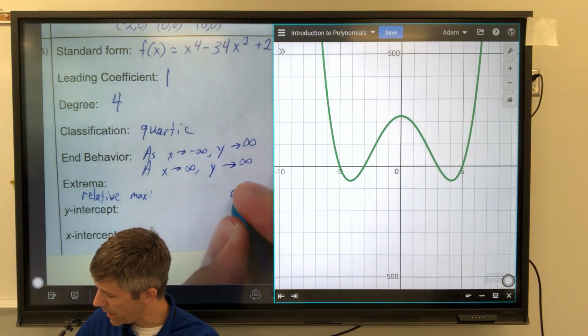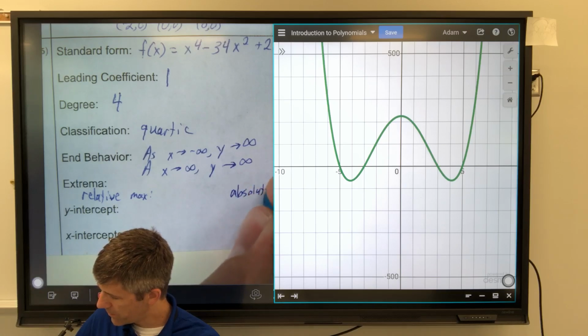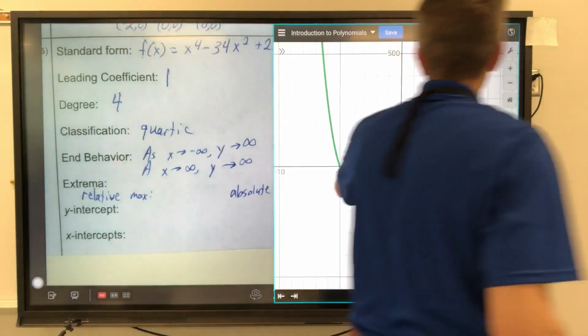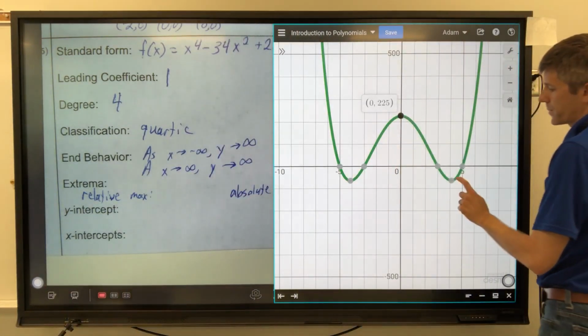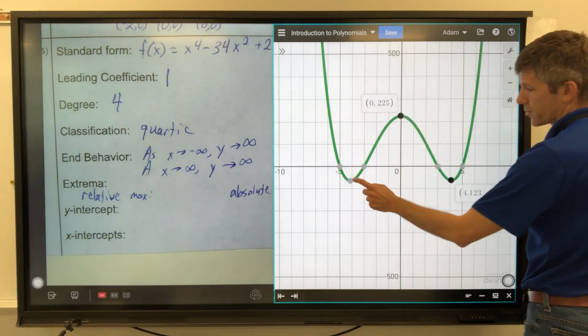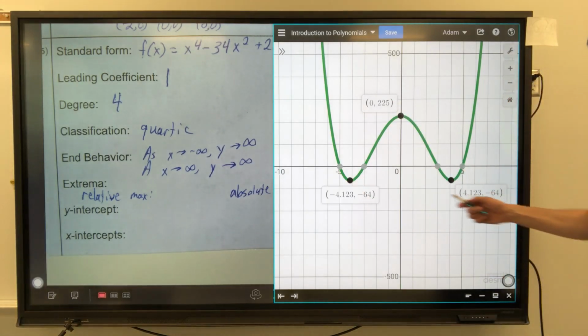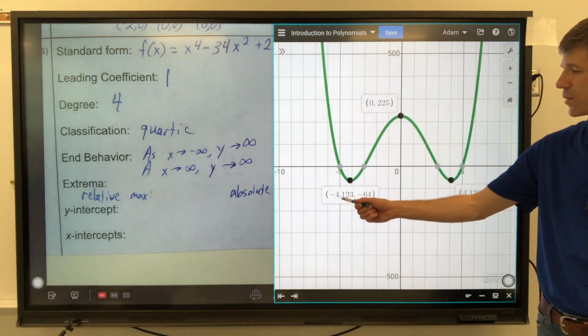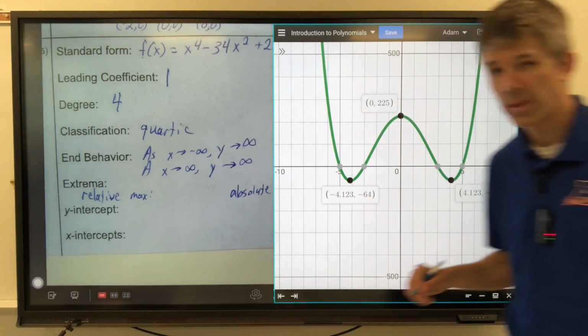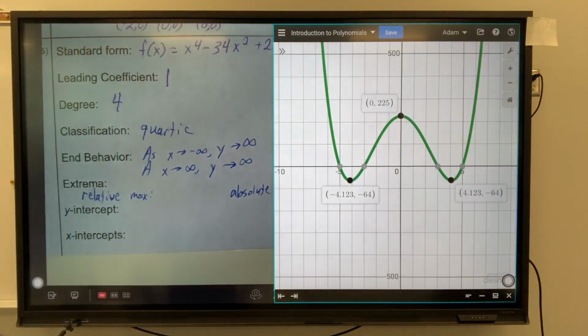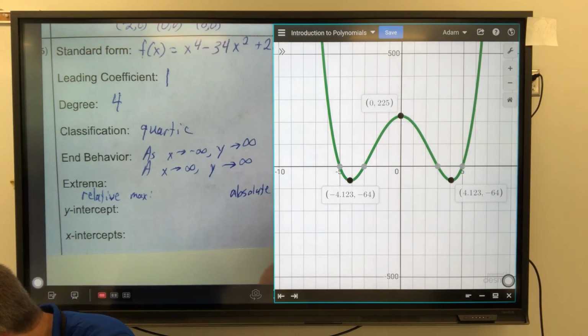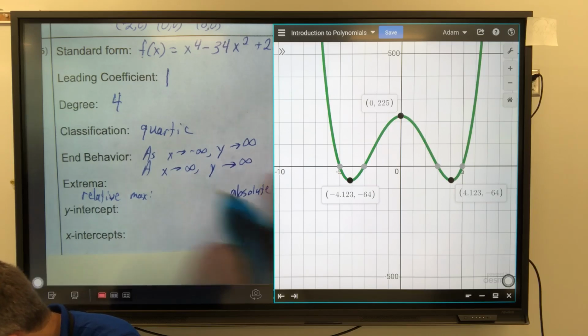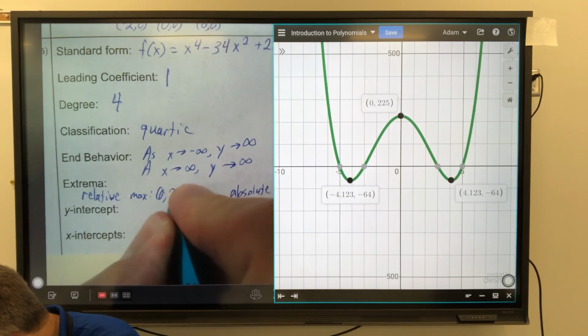So this is an absolute minimum, and there are going to be 2 of those, and we're going to list them. So let's click to see where they are. There's your maximum right there. Also your y-intercept, by the way. You've seen that number before in this one. And there we go. So negative 64, that's the lowest it goes, but it's at negative 4.123 and positive 4.123. Not a coincidence, it just happens that way. So positive and negative, yeah, we can simplify like that. Plus or minus 4.123, negative 64. And then the maximum is at 0, 225.